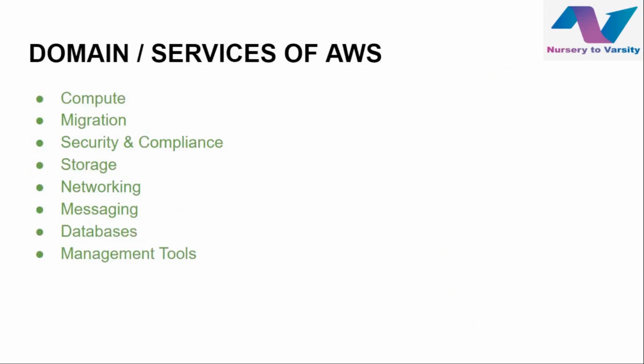Some of the services of AWS are listed below. They are compute, migration, security and compliance, storage, networking, messaging, databases, and management tools, and lots more. We will talk about each and every service with practical demonstration in our upcoming tutorials. But first, let's see regions and availability zones in an AWS account and how a user can set them.